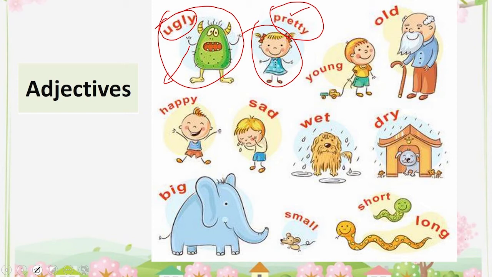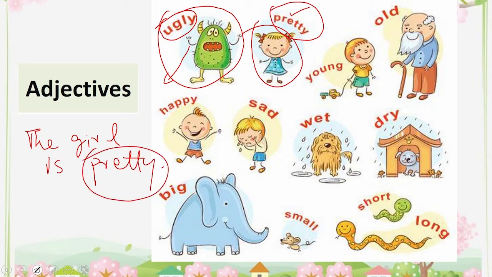Let me give you an example in a full sentence. The girl is pretty. The word pretty is an adjective and it is describing the noun girl here. Girl is a noun, and who is describing it? Yes, the word pretty, which is an adjective.